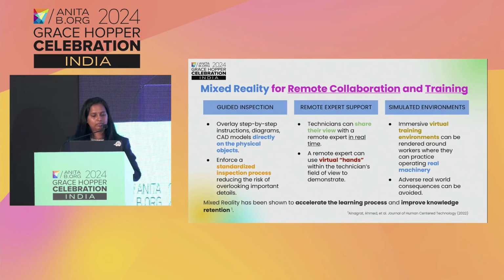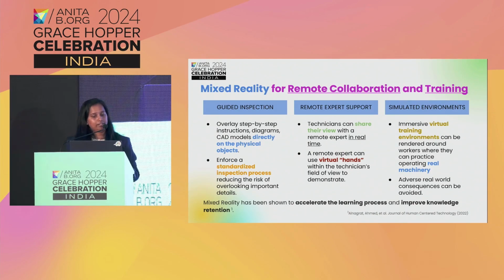So now we'll talk about mixed reality for remote collaboration and training. How is it used? The first is guided inspection, the second is remote expert support, and the third is simulated environments. Guided inspection overlays step-by-step instructions, diagrams, and CAD models directly on the physical objects. It enforces a standardized inspection process, reducing the risk of overlooking important details.